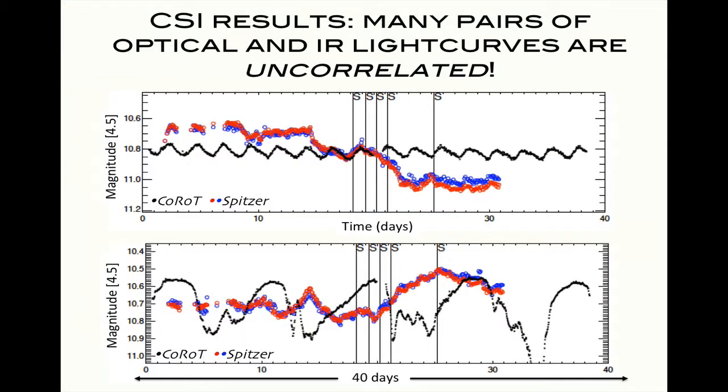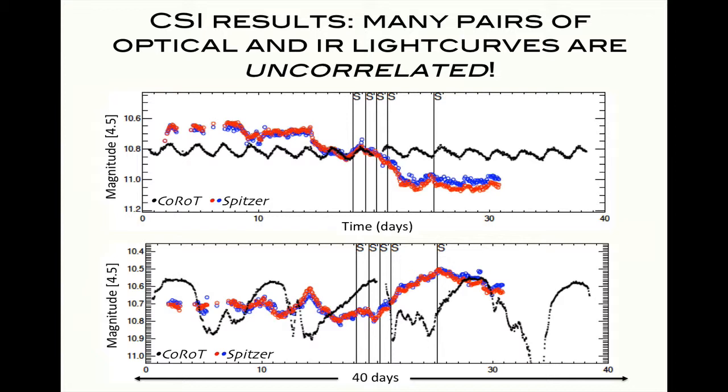It turns out that although the goal was to see how the behavior of these young stars is related at different wavelengths, in many cases it's not related at all. Here I show some examples of light curves taken over 40 days from the CoRoT Space Telescope in black and from Spitzer's warm mission in blue and red. Marked with vertical lines are times when high-resolution spectra were taken with the ESO Very Large Telescope.